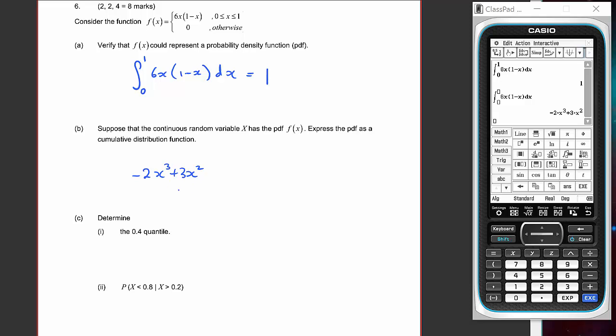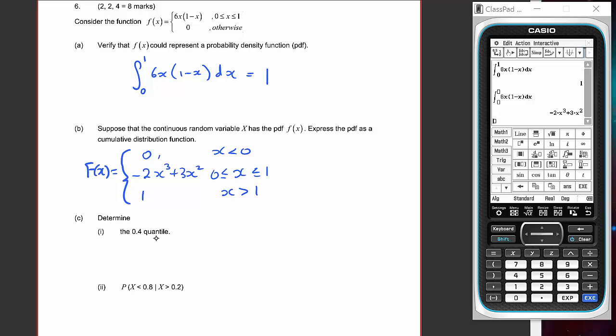Now that might have a constant on it, but we need this to be 0 when x is 0, and indeed it is, so we don't need the constant. And if we try when x is 1, it will be 1, so that's absolutely perfect. So this is often capital F of x, and it's going to be this between 0 and 1. It's going to be 0 if x is less than 0, and it's going to be 1 if x is greater than 1.